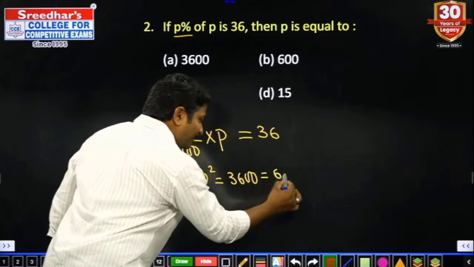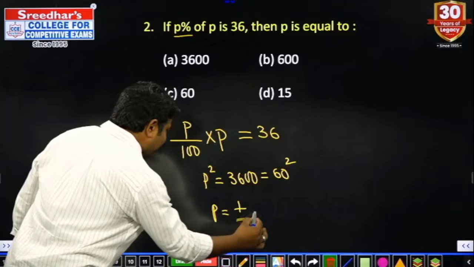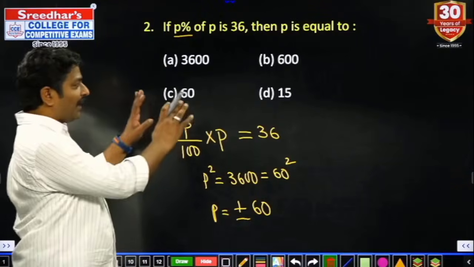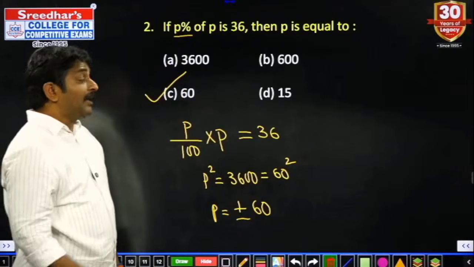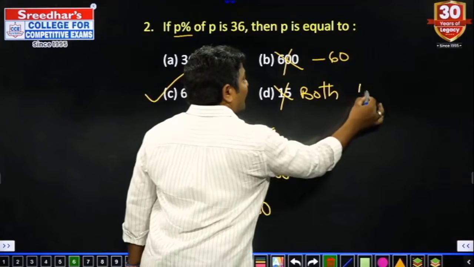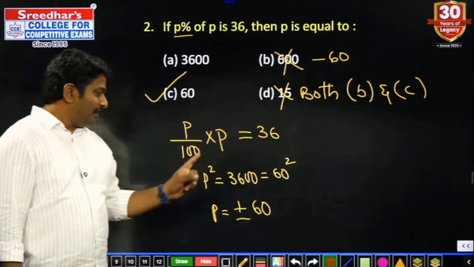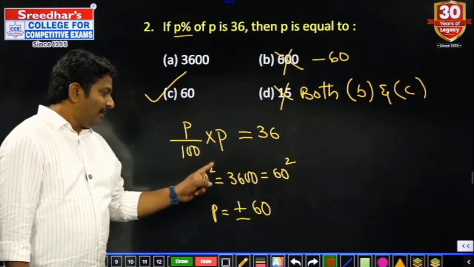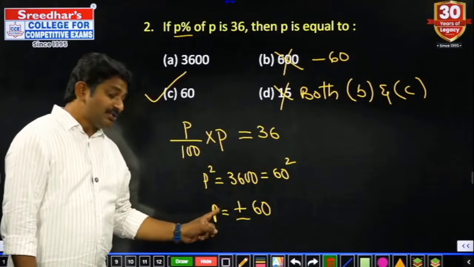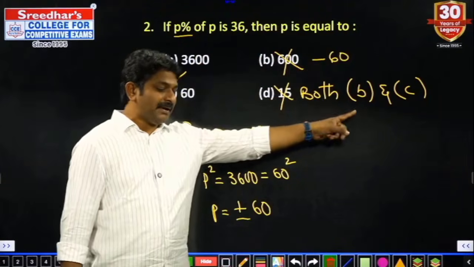3600 in a square format is equal to 60 square. If P square is 60 square, P will be equal to plus or minus 60. Be careful. P can be plus or minus 60. We have only positive numbers, so go with 60. If you have minus 60 and both B and C as your options, the answer is D. Because if P square is equal to 60 square, when your exponent is an even number, you should consider positive and negative both. So if the options are plus 60 here, minus 60 here, and both B and C, D is the final answer.